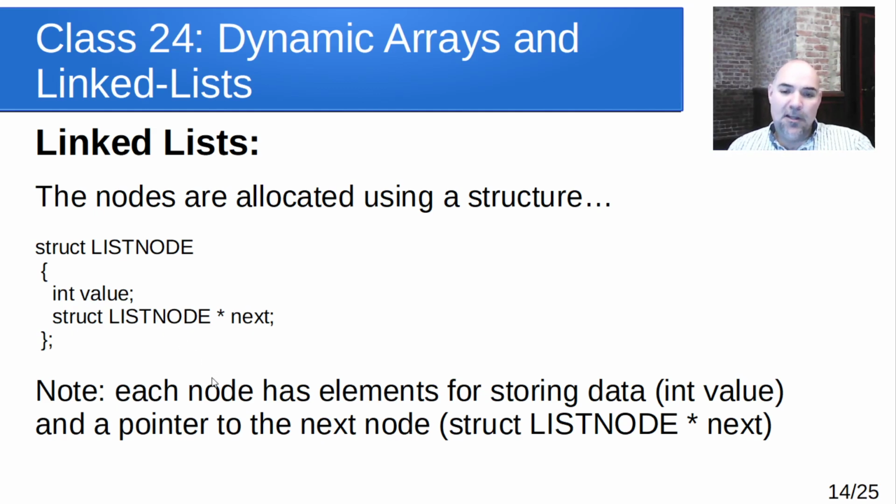So each node has elements for storing data. And again, this could be extended. It doesn't have to just be the value. You could have X, you could have Y, you could have Z if it was 3D, you could have all kinds of data that we add to this struct list node. But to be a linked list, it does have to have a pointer to the next one in the list.